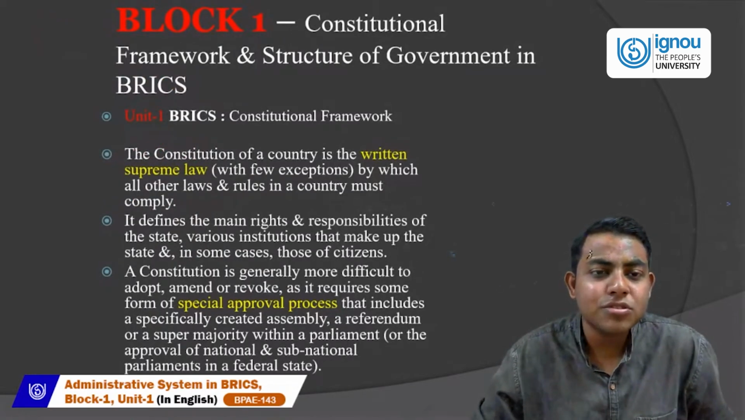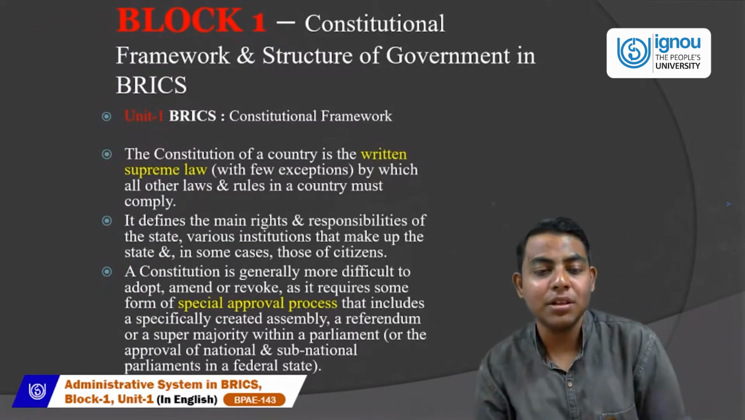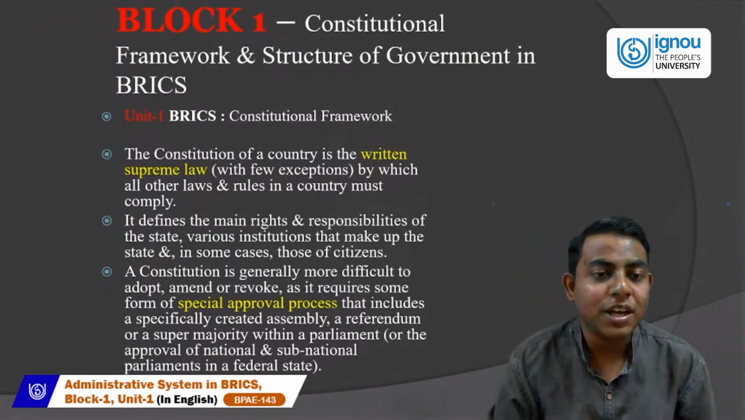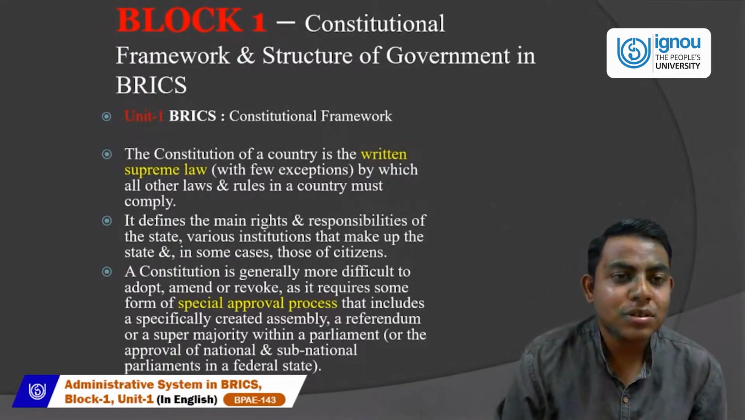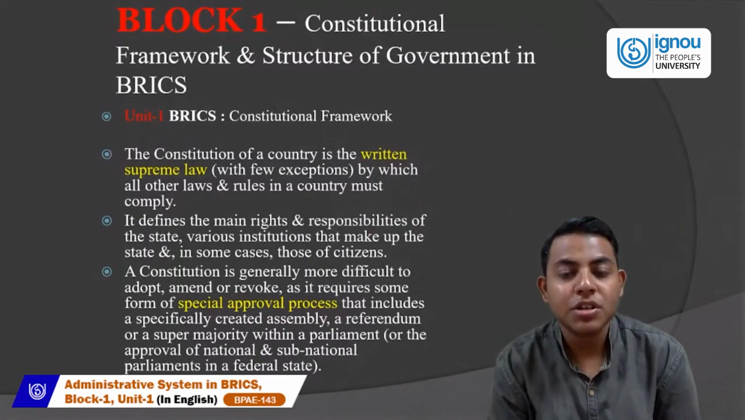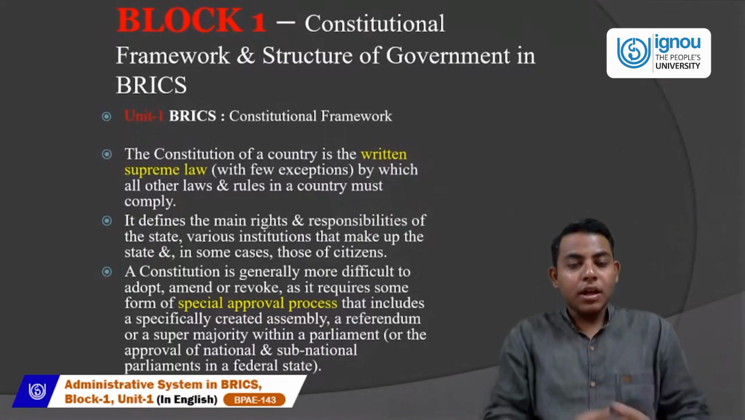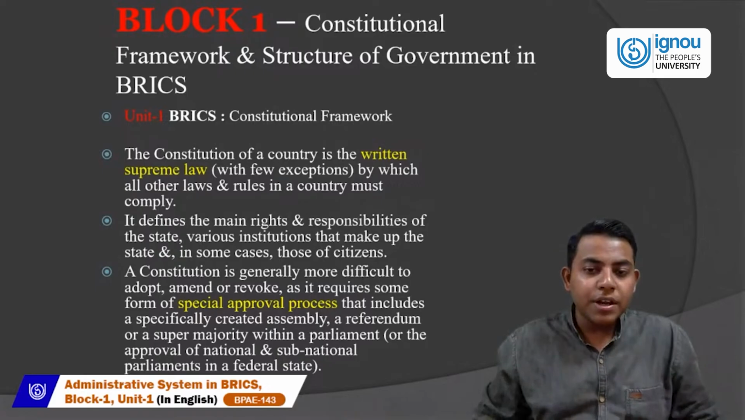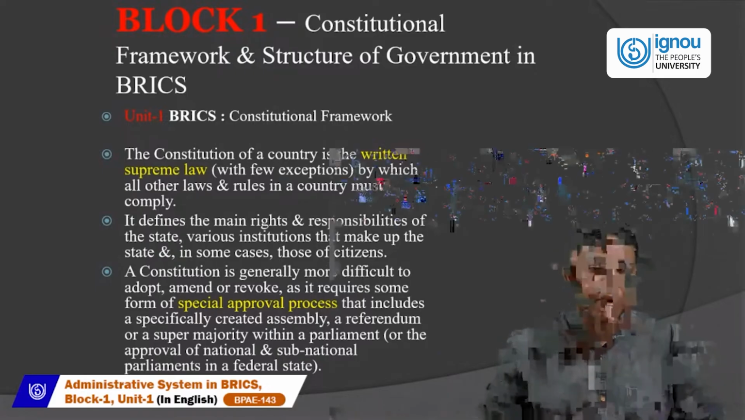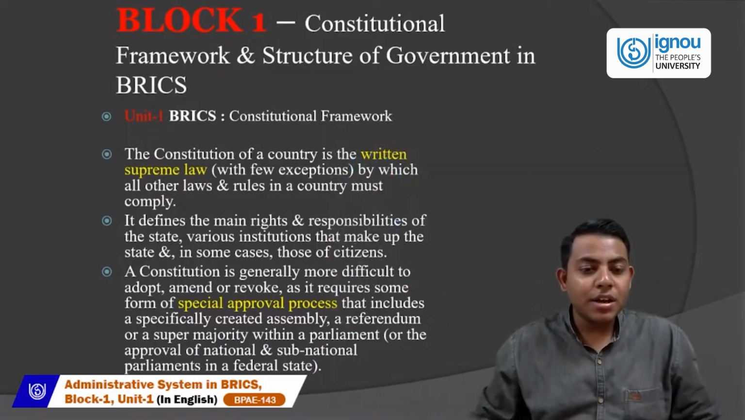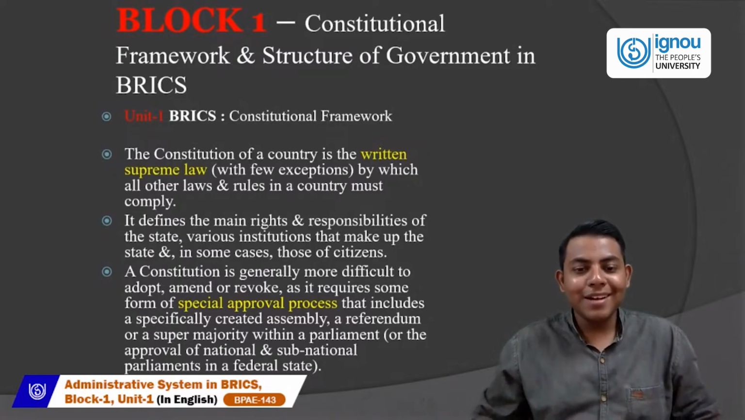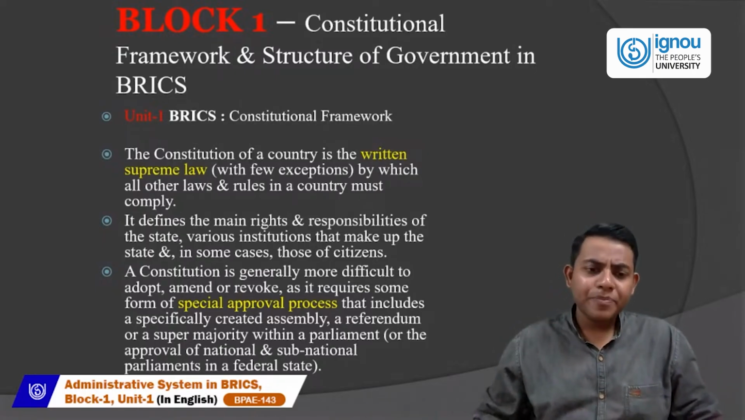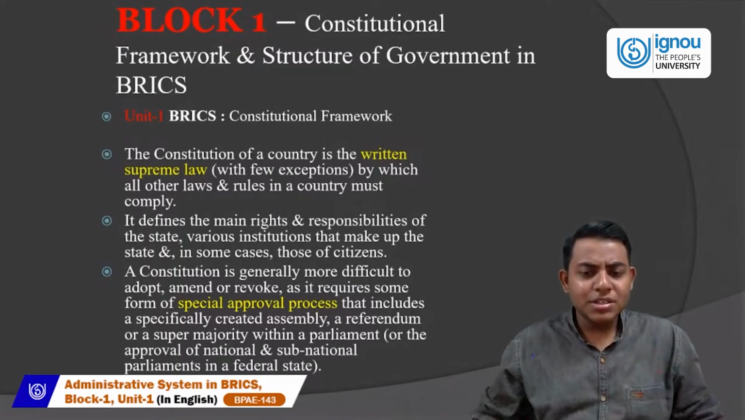The first block is the constitutional framework and structure of government in the BRICS countries, that is Brazil, Russia, India, China, South Africa. It includes the first unit, the BRICS constitutional framework. As we all know, the constitution of a country is the written supreme law, with few exceptions, with which all other laws and rules in a country must comply. The constitution defines the main rights and responsibilities of the state, and also of the various institutions that make up the state.